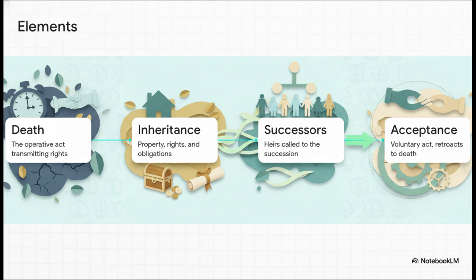Now, acceptance is a purely voluntary act. You don't have to take it, but here's where the legal magic really happens. Whether an heir accepts or repudiates the inheritance, that decision actually retroacts. It reaches all the way back to the exact moment of death. So legally speaking, there is never, ever a gap in ownership.